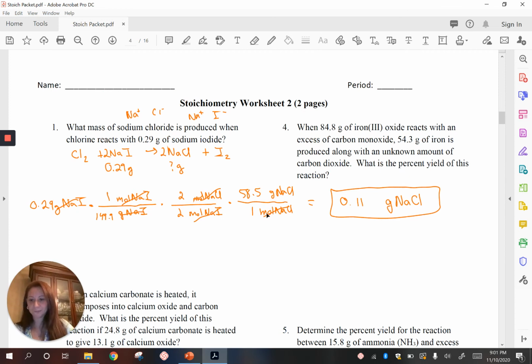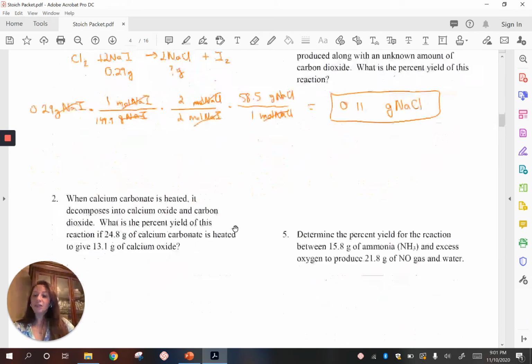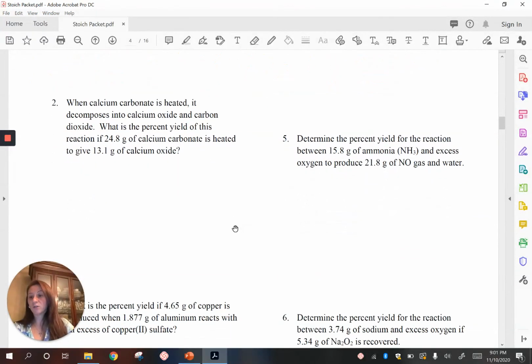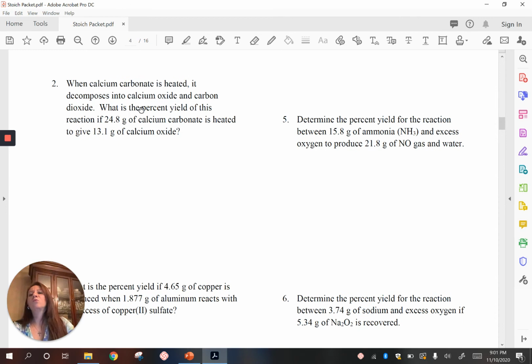Okay, so let's look at number 2 now, and we're going to look at percent yield. So it says, when calcium carbonate is heated, it decomposes into calcium oxide and carbon dioxide. What is the percent yield of this reaction, if 24.8 grams of calcium carbonate is heated to give 13.1 grams of calcium oxide? Lots of stuff going on here. First thing I should think of, it's talking about a chemical reaction, so I should probably write out the chemical equation for it. So let's do that.